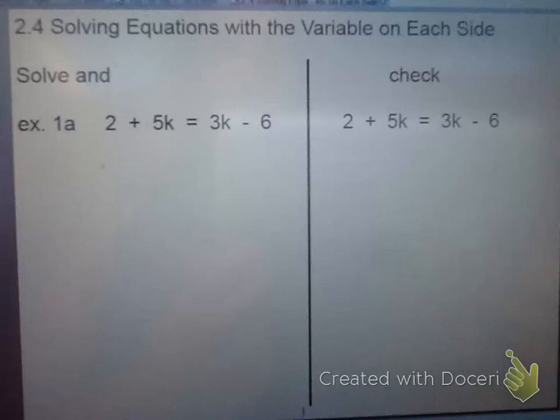Section 2.4, Solving equations with a variable on each side. First, we're going to solve this equation by moving the variables. You always want to move the variables before you move the constants. I need to move the 3k on the left side to go with the 5k, so I'm going to subtract 3k from both sides.